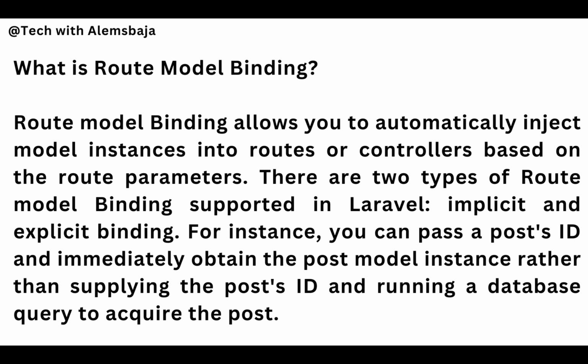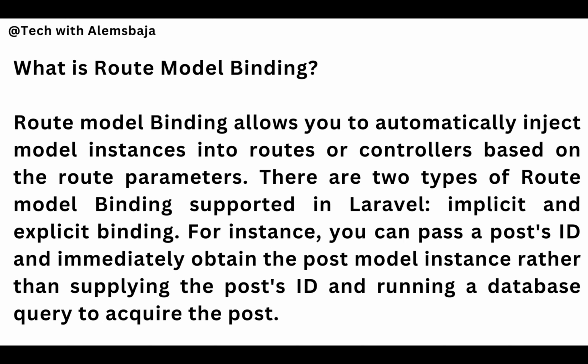Route model binding allows you to automatically inject model instances into routes or controllers based on the route parameters. So it could be an ID, a ULID, or whatever was defined. Now, there are two types of route model binding supported in Laravel. One is implicit and two is explicit binding.